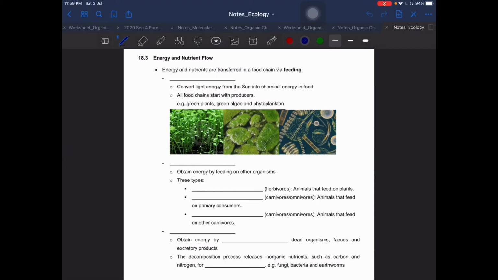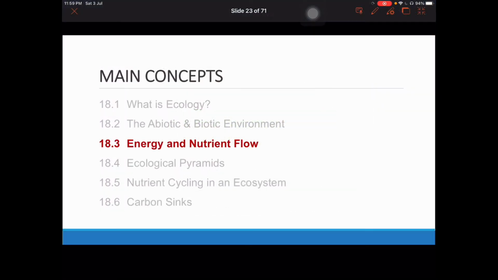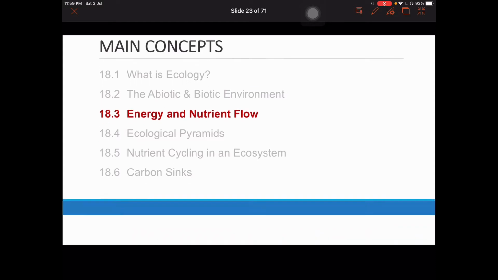Right, so with this, we will actually be starting on the concept of energy as well as nutrient flow. So in this part on energy and nutrient flow, I'll be talking more about how exactly the food chain and food web work to allow energy to flow through the entire series of organisms.